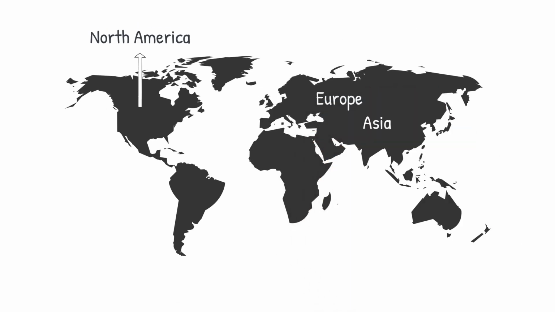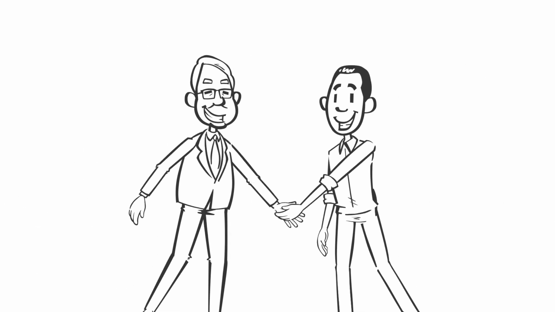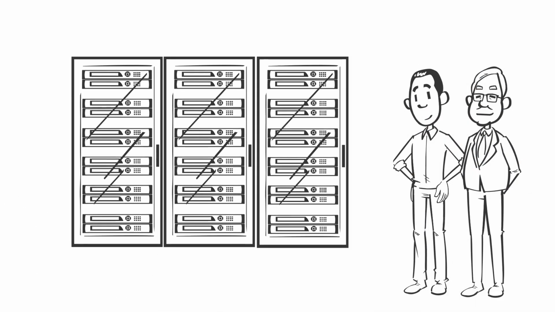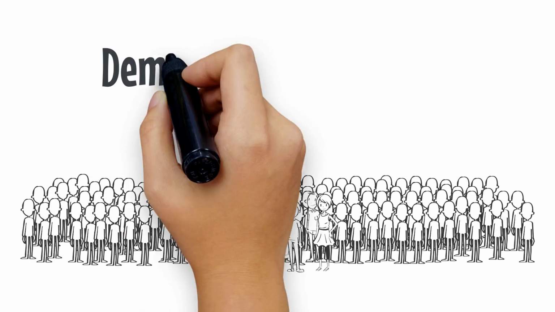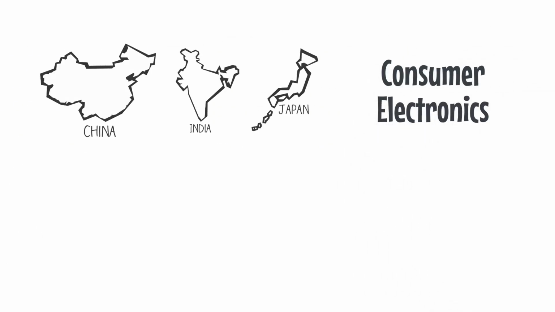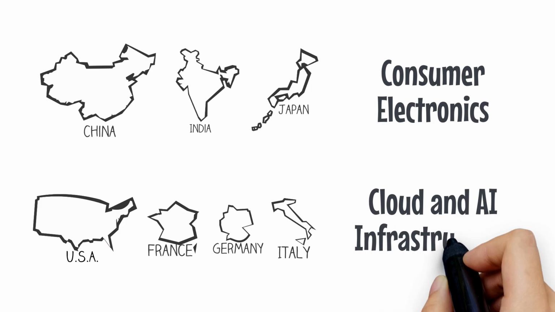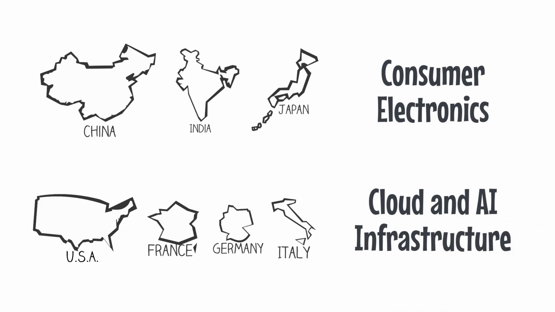Europe and other regions. Nvidia also operates in Europe and around the world. It has partnerships and customers in Europe, for example, helping build AI data centers. Demand in each region can vary, with Asia focusing more on consumer electronics and North America and Europe spending heavily on cloud and AI infrastructure.